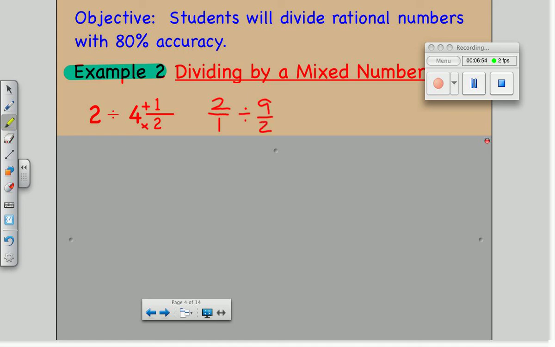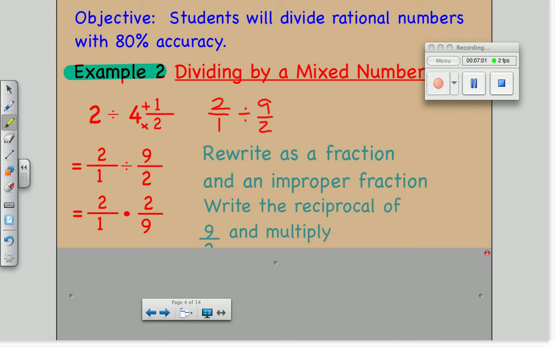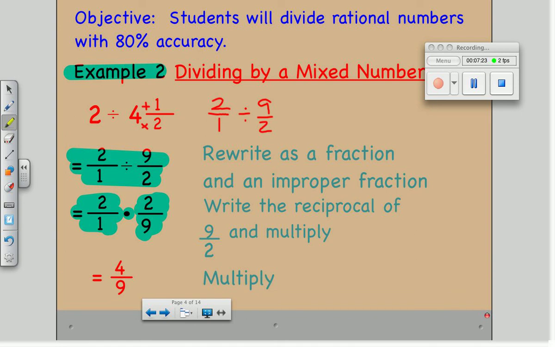So this is the actual problem we're doing. 2 over 1 divided by 9 over 2. I write 2 over 1. Change division to multiplication. The reciprocal of 9 over 2 is 2 over 9. And your answer, 2 times 2 is 4, 1 times 9 is 9. So 4/9.